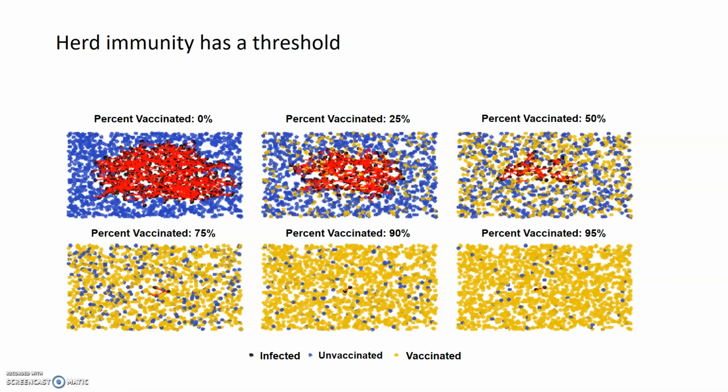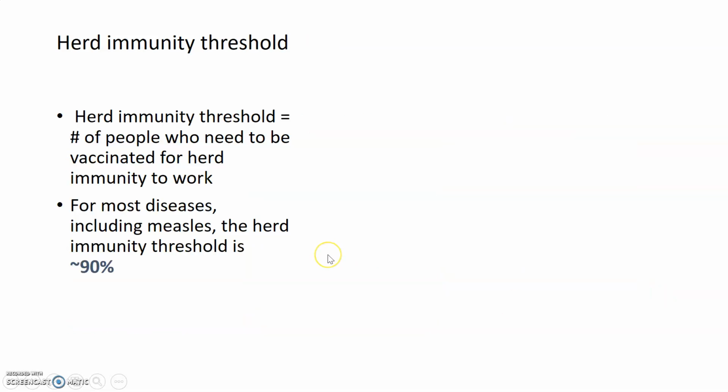Sounds like a pretty high number, but it's actually low enough that disease can still spread to those vulnerable populations. And so the threshold for most diseases is somewhere around 90% of people being vaccinated or immune. Because at 90% and above, those vulnerable populations are protected because the disease spread is so slow. To put that into words, the herd immunity threshold is just the number of people who need to be vaccinated for herd immunity to do its job and actually work.